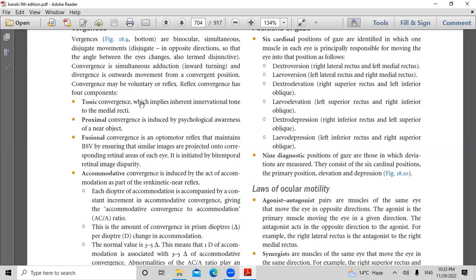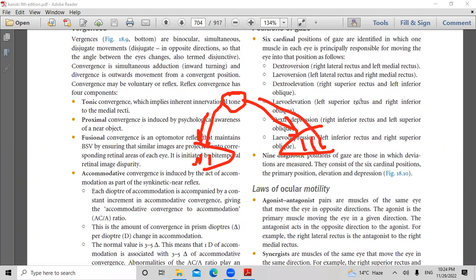Okay, so the tonic convergence implies inherent innervational tone to the medial recti. So there is innervation to the two medial rectus muscles. We call it tonic convergence. This is the innervation that goes to the medial rectus muscle. It makes a tone in the muscle that leads the eye to converge, to make an inward movement.